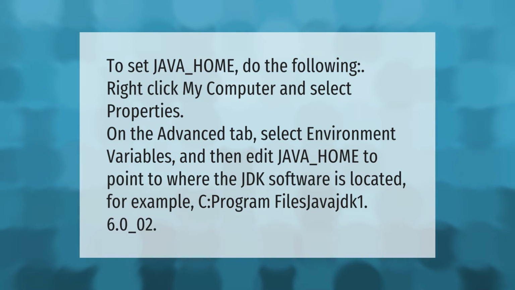To set JAVA_HOME, do the following. Right-click My Computer and select Properties. On the Advanced tab, select Environment Variables, and then edit JAVA_HOME to point to where the JDK software is located. For example, C:\Program Files\Java\jdk1.6.0_02.